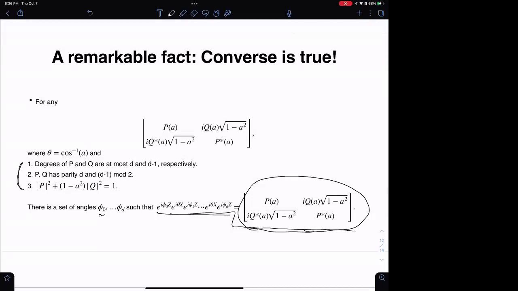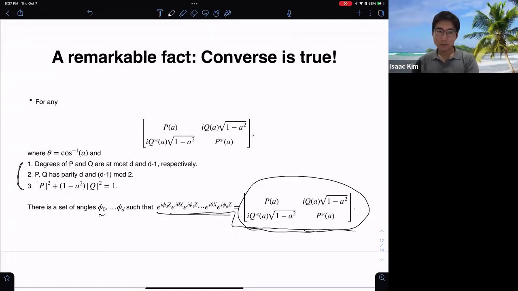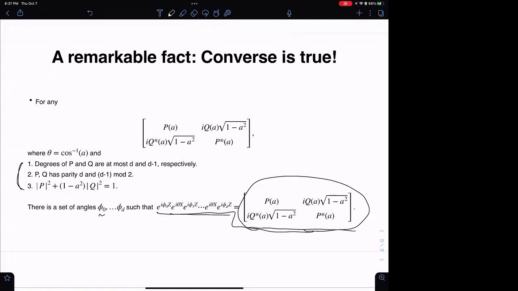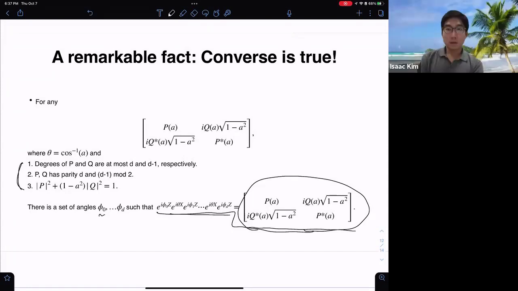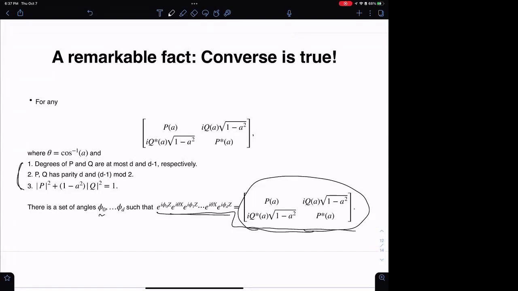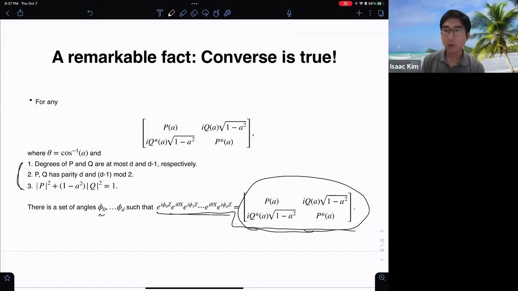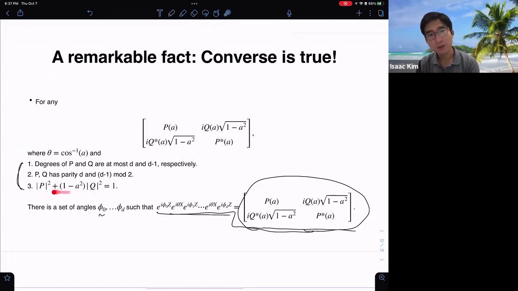Okay, but in proving the converse statement, maybe the fact that the Q polynomial has a degree 1 less than the degree of the polynomial P might be a considerable restriction. Because then you're not writing down the most general 2x2 unitary matrix? Sure. Yeah, there are restrictions. And also, they must satisfy this equality constraint. So that's another constraint. Yeah, so these are not completely arbitrary.